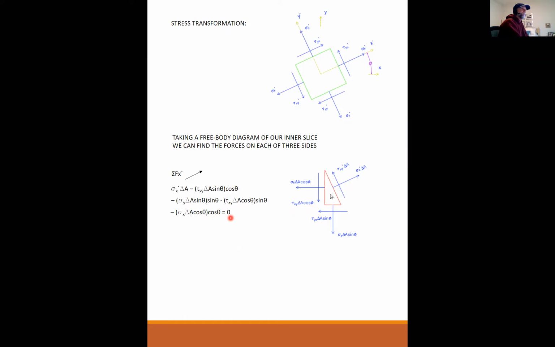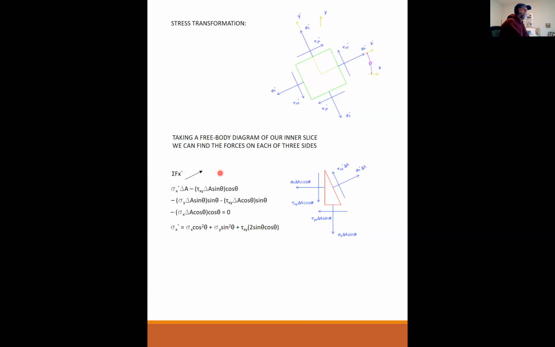And the answer is this vector right here, this tau x prime y prime delta A, is exactly 90 degrees in the opposite plane from sigma x prime. So there is no component of this vector in this direction. This guy has 0 component on something that's 90 degrees away from it. So this one dropped out for the sum of the forces in the x prime direction. Any questions about that? Okay.